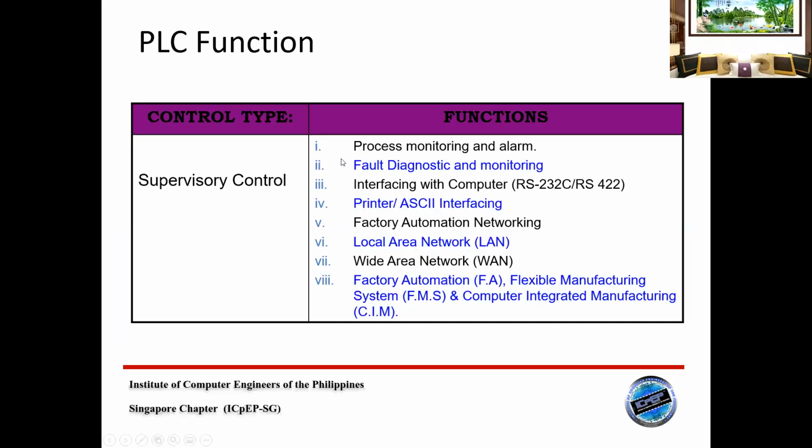In supervisory control, it can do the sequential control and the advanced sophisticated control, plus process monitoring and alarm, fault diagnostics and monitoring, and interfacing with a computer by means of RS-232C or 422. Now it can also use LAN and internet. Also ASCII interface, factory automation networking, local area networking and wide area networking. So factory automation, FA, flexible manufacturing system, and computer integrated manufacturing.